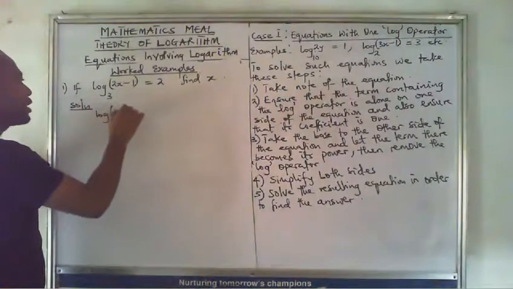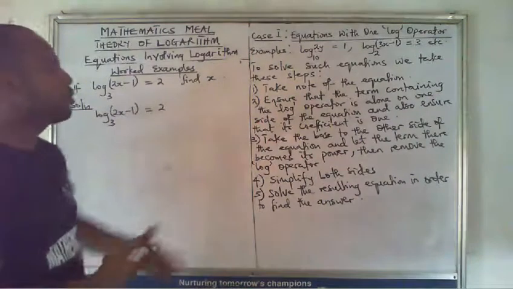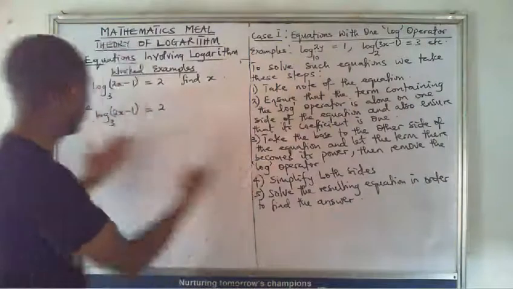So let's look at this. Log of 2x minus 1 base 3 is equal to 2. They say to solve this, we take these steps. Take note of the equation. We have taken note of the equation.